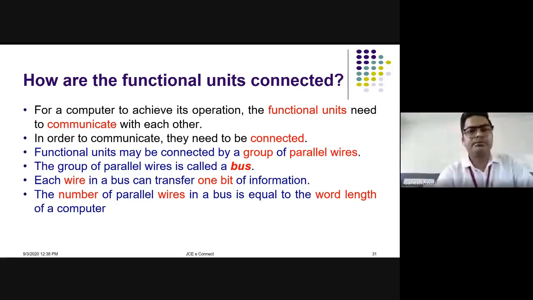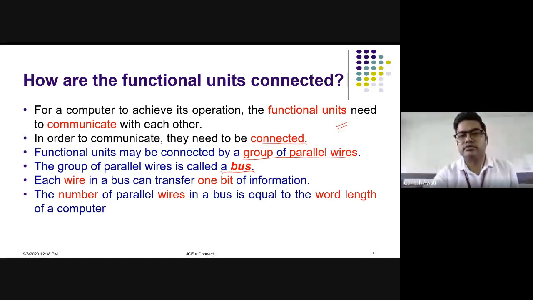So for a computer to achieve its operations, the functional units need to communicate with each other. Because you are transmitting data from memory to processor, processor to memory, input device, output device, they have to communicate. So in order to communicate, they need to be connected. The functional units may be connected by a group of parallel wires. The group of parallel wires is called a bus.